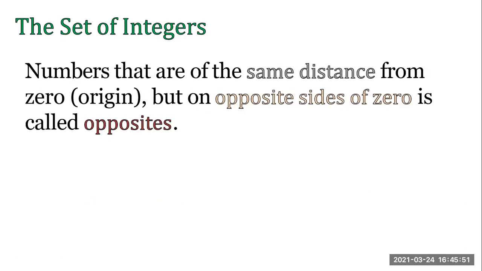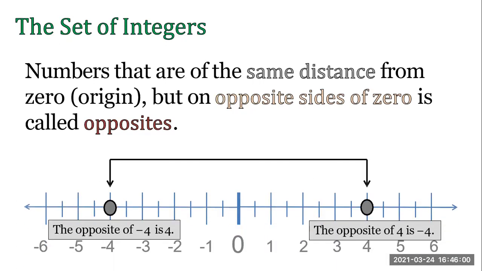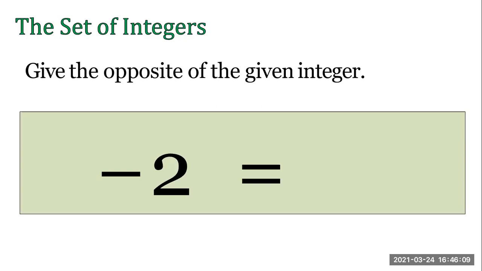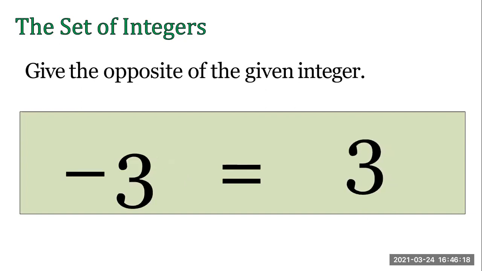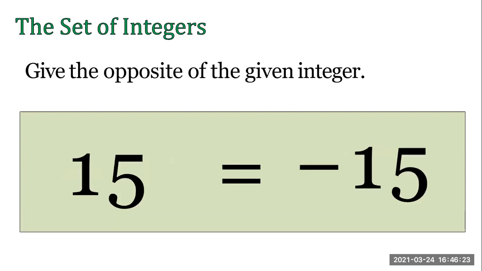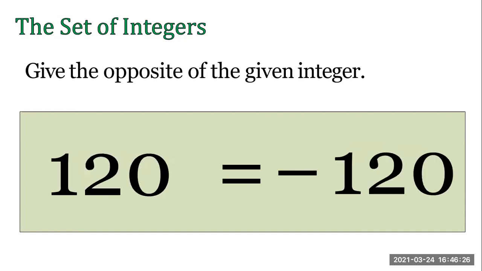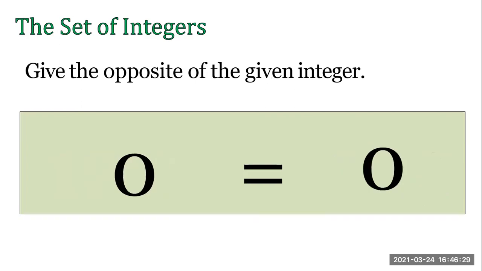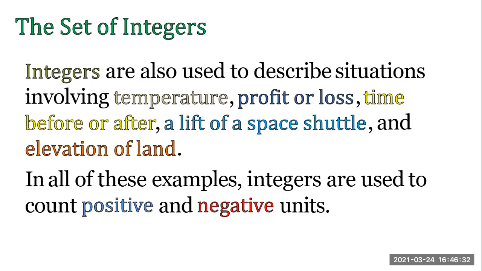Numbers that are of the same distance from 0 or origin, but on opposite sides of 0 are called opposites. So the opposite of -4 is 4, and the opposite of 4 is -4. Give the opposite of the given integer. -2. So the opposite of -2 is +2. -3, so that is 3. A 3, that is -3. 15, that is -15. 120, that is -120. And 0, that is 0 also.